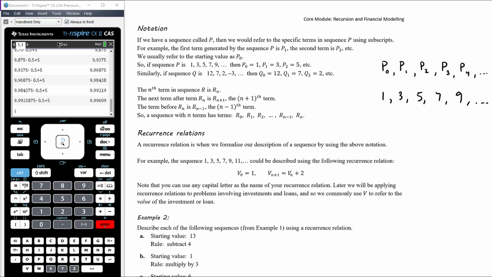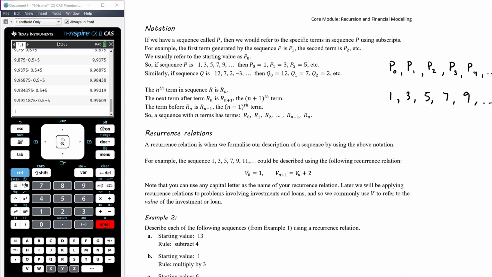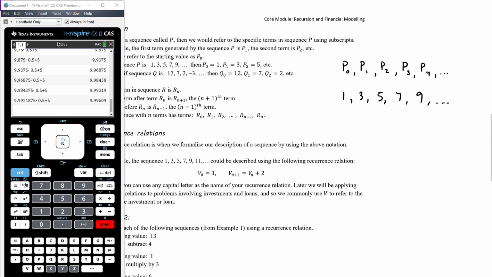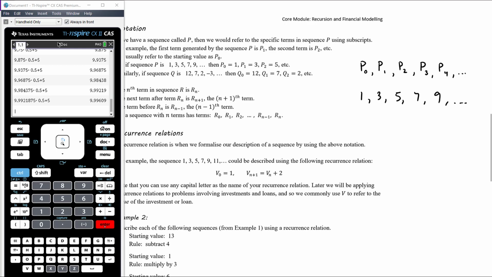I might leave that written there. I'll come back to it. So, let's talk a bit more generally about the sequence. So we understand that P2 is the second term in sequence P. P4 is the fourth term in sequence P.